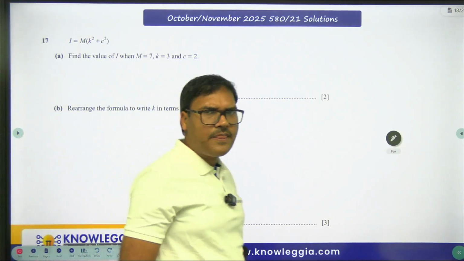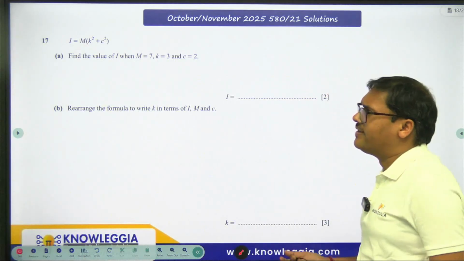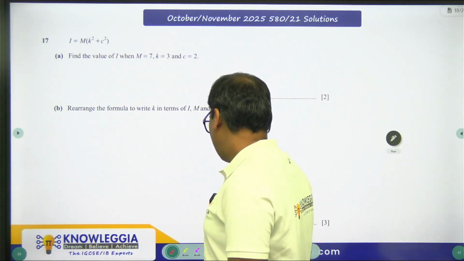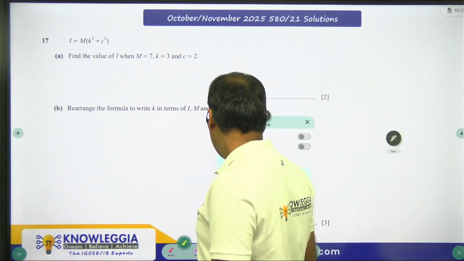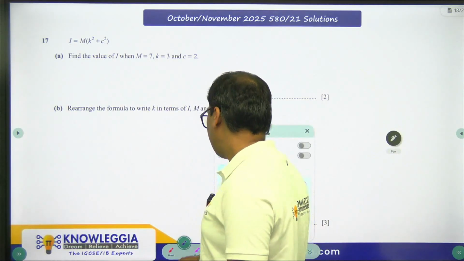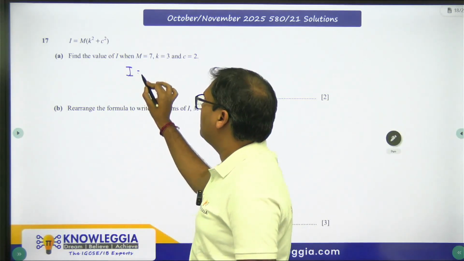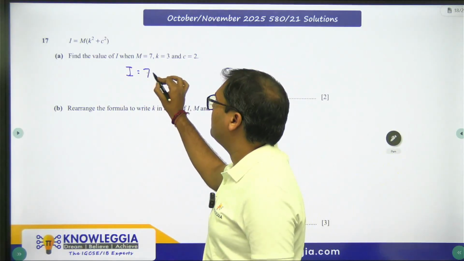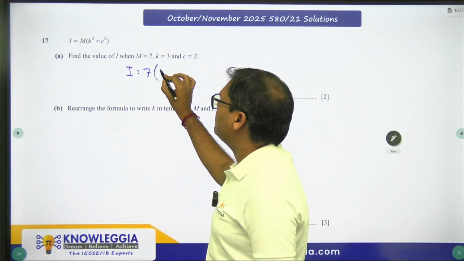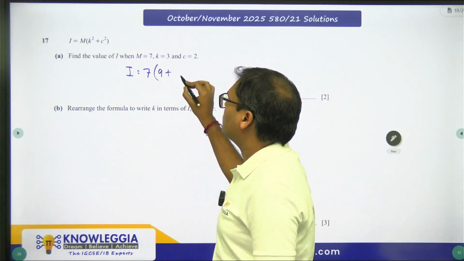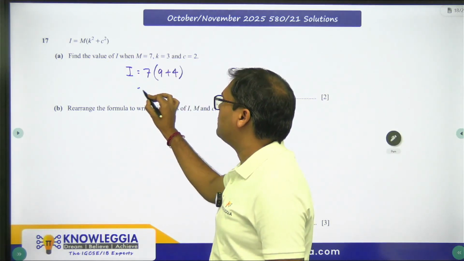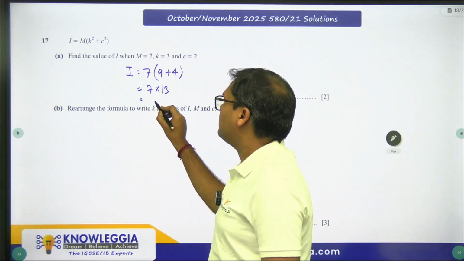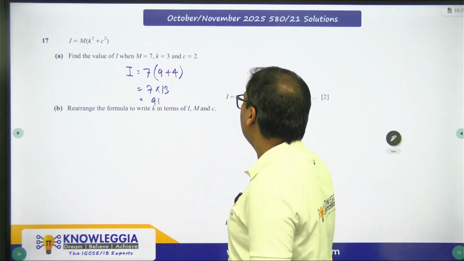Now the next question. Again, you have to just find the value of I using this. So what is I? What you can do is, this is what is I. Just put in the values. So what is m? M is 7 multiplied with k square, that is 3 square, that is 9, and c square, that is 2 square, equal to 4. So what is this? 7 into 13. What is this? 91.